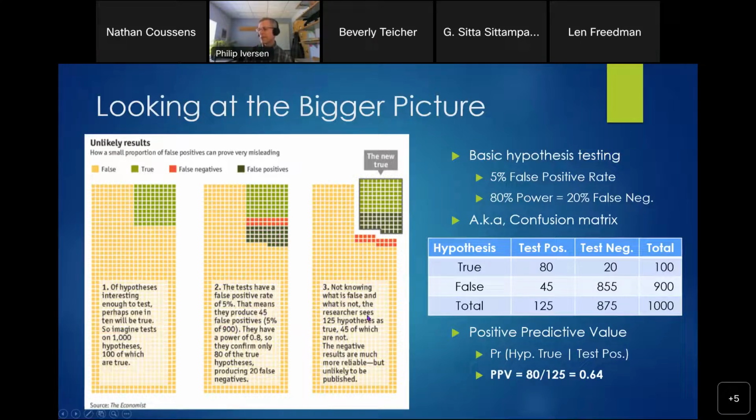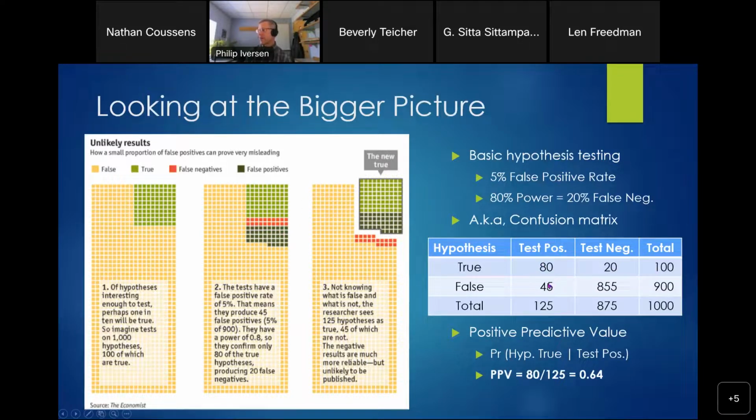Okay, we can summarize all that in this so-called confusion matrix. 100 true hypotheses, 900 false ones. Then 80% of the true ones will test positive. That means your data will show a significant result. Test negative means not significant. Here are the false positives down here, 45 out of 900. But a different calculation is something called positive predictive value. So let me be clear about this. False positive is the probability of a negative test.